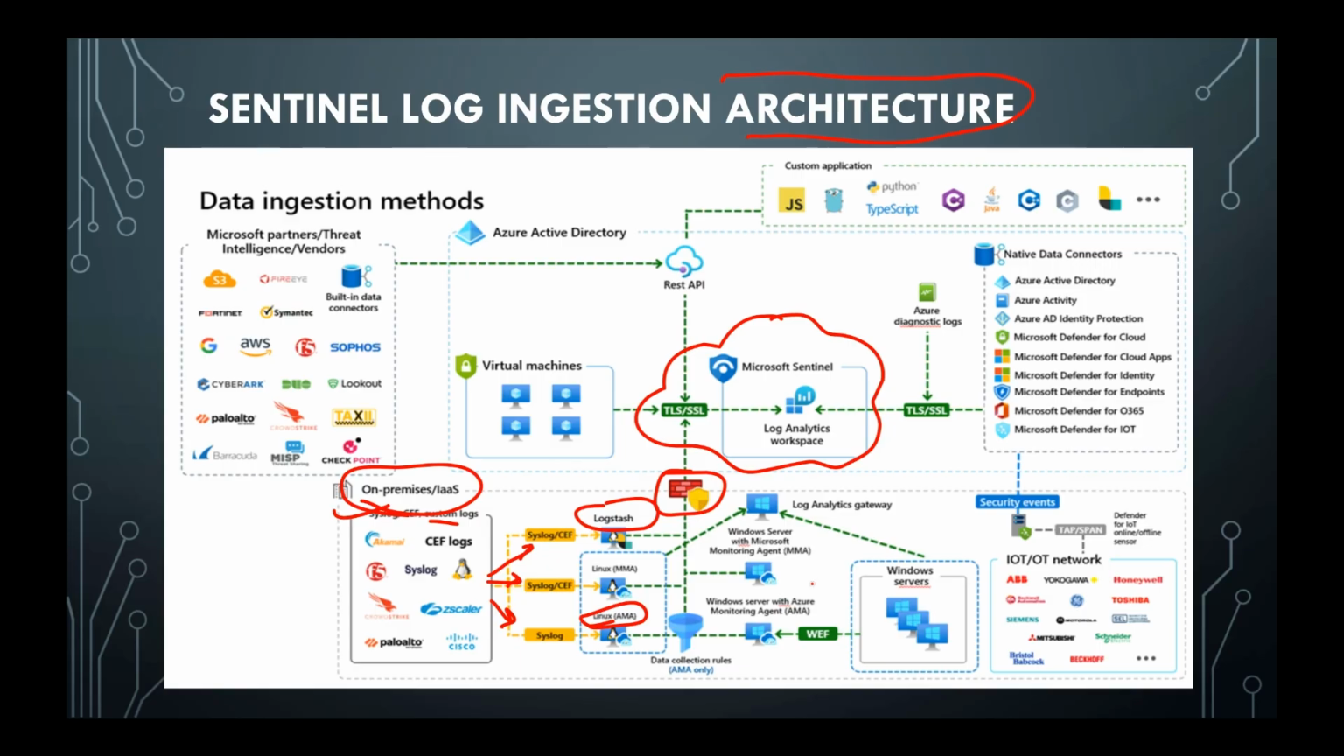So for the Windows servers, you can deploy a WEF policy to a single machine, and here you can deploy the agent called AMA, and you can send data to Log Analytics workspace. Also, there is another way, Log Analytics gateway, so you can send all the data to the gateway, and in the gateway you can deploy the MMA agent.